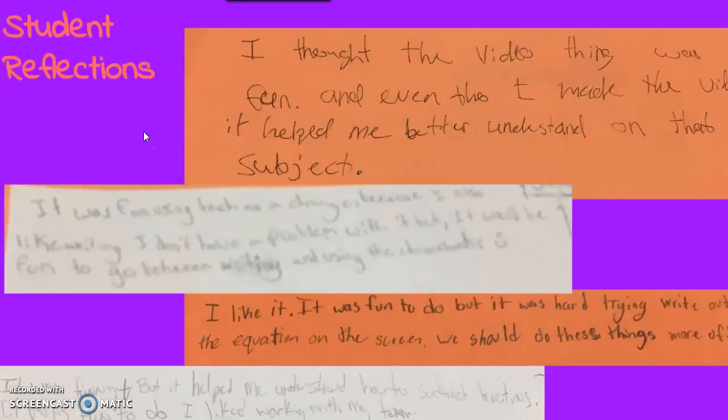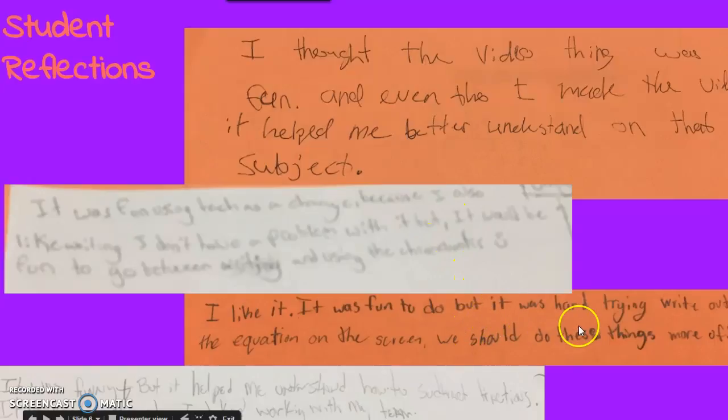Here are the reflections. And these are the ones from my class, so you can see a lot of them thought it was pretty fun to make videos. A couple of them even said that it helped them really understand the subject better by watching their peers do it and also by them learning it, which was a benefit.